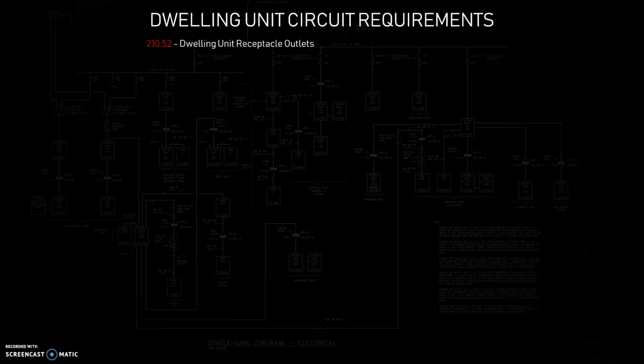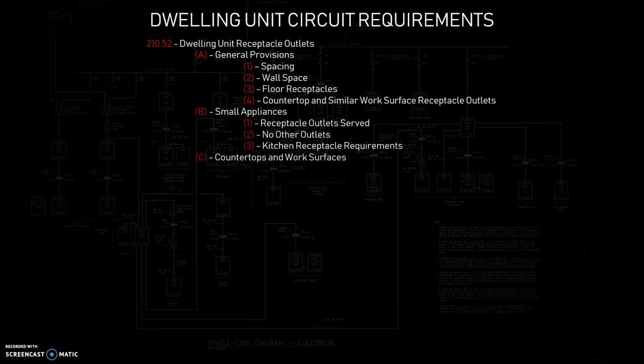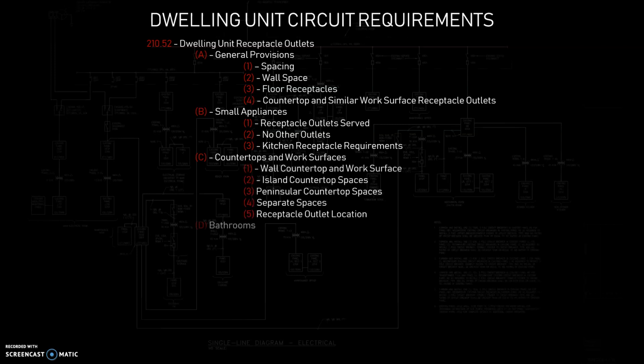You're going to see a lot of trick questions in the homework and the worksheets asking about a school or a restaurant. This stuff from 210.52 does not apply there. Anyway, there are a lot of subsections here. 210.52(A) is general provisions, and then a subsection of that, we have spacing, wall space, floor receptacles, countertops, similar work areas. Obviously, you can read it, but small appliances is (B). (C) is going to be your countertop and work surfaces. By the way, small appliance section basically means kitchen countertop.